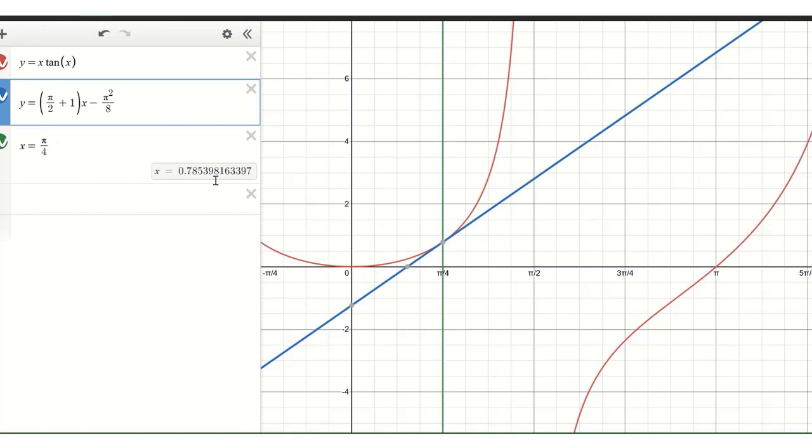Perfect. And we can see where x equals pi over 4 crosses right here. So this right here is the equation of the tangent line at pi over 4 of y equals x times tangent of x.